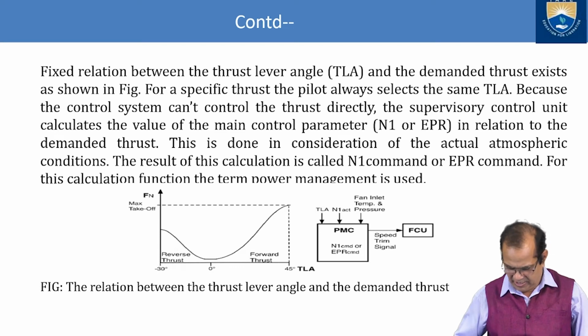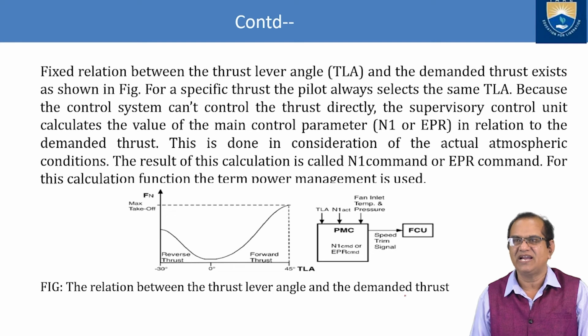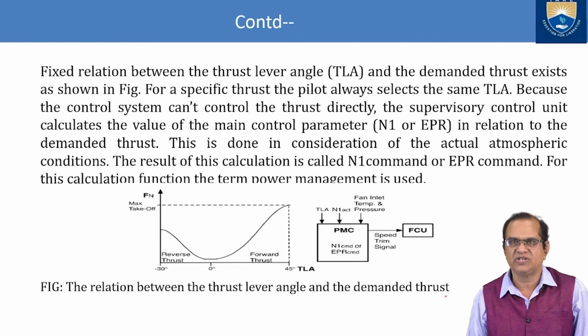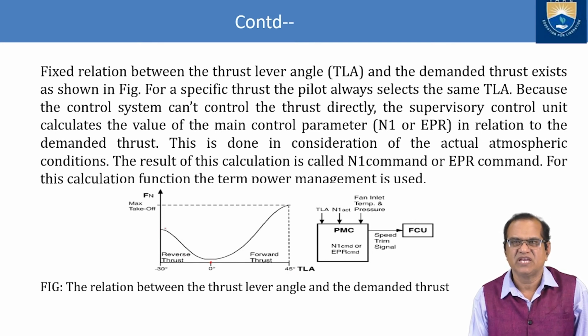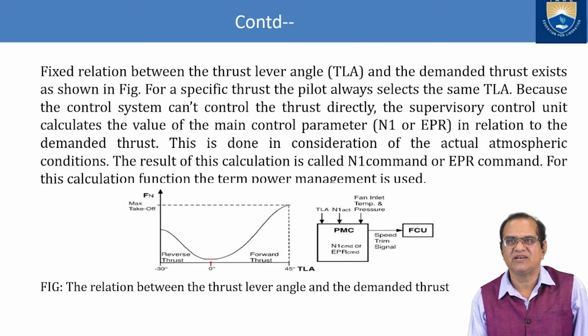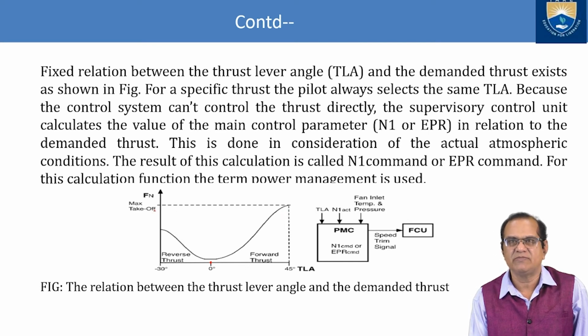So here the power management is used. You can see the relation between the thrust lever angle and the demand thrust. Here we have minus 30, here is 0, and here plus 30. So it is for the thrust reversal. It is going like this, 0, and as you increase the forward thrust, it is also increasing. Maximum takeoff is here.